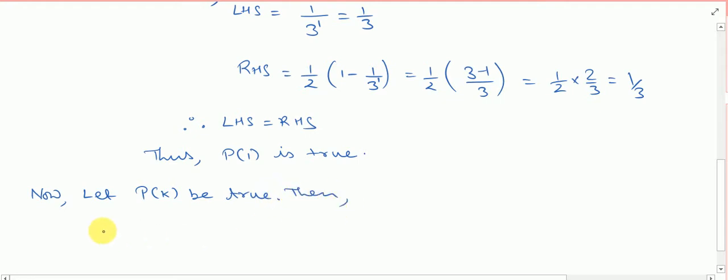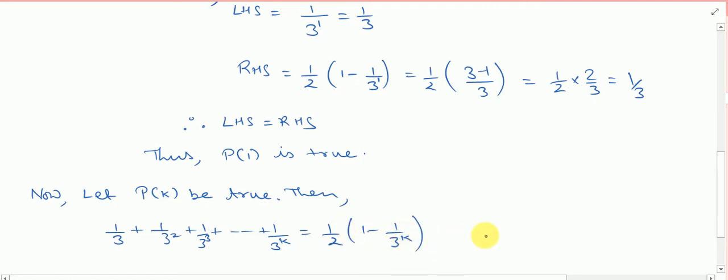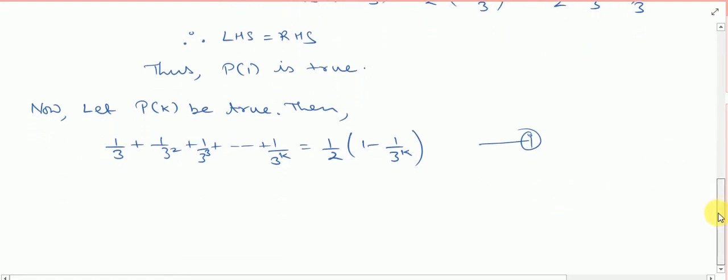Then we have 1/3 + 1/3² + 1/3³ + ... + 1/3^k = 1/2 (1 − 1/3^k). This is your equation 1. Now next is to show that Pk plus 1 is true.